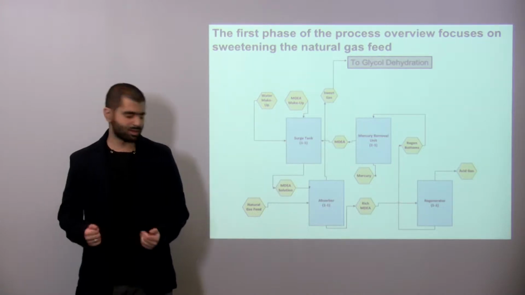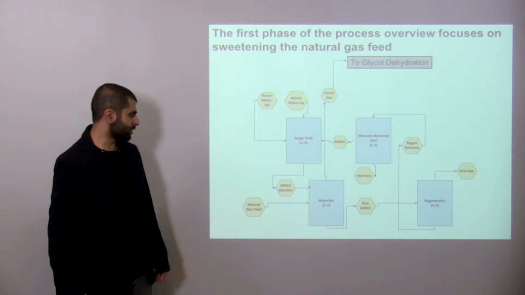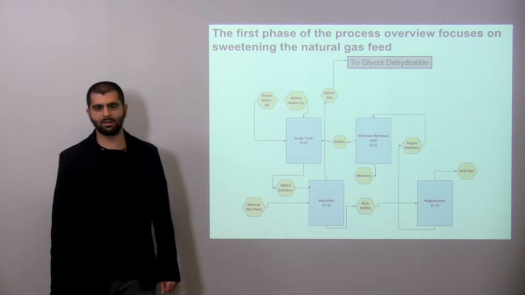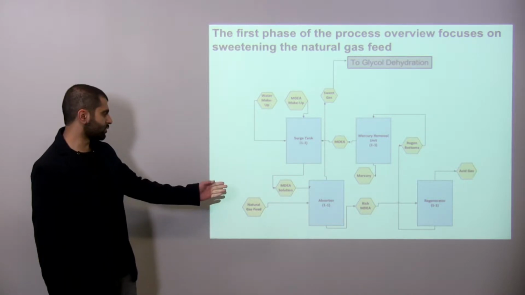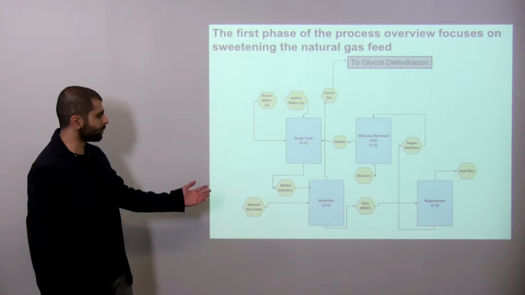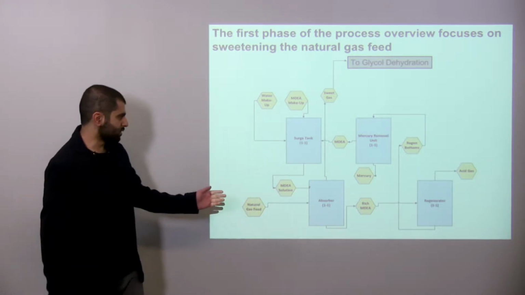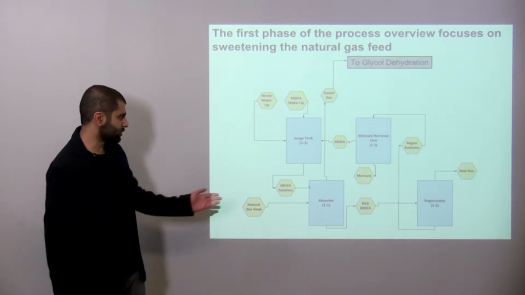And so to start things up, we have our natural gas feed stream going into the absorber. The first absorber works on kicking out the acid gas. The acid gas removal is done by introducing an MDA stream that goes through the absorber. So we'll end up with two streams exiting, one which is the sweetened gas, which is sent to the glycol dehydration unit, and the other one is the rich MDA.